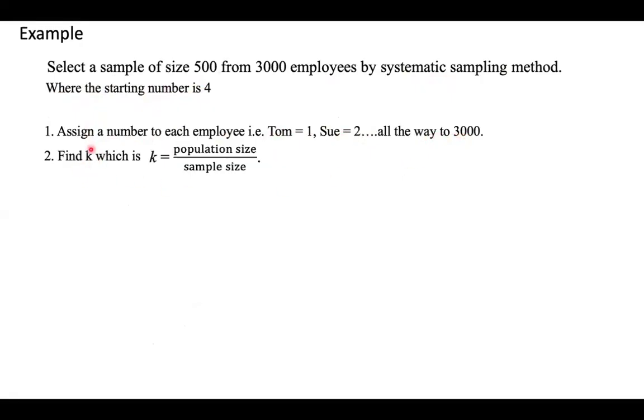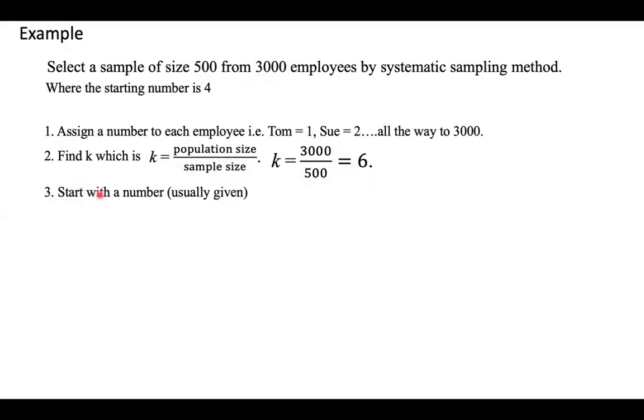Now, we need to find K, which is the ratio. And K, the formula for that would be population size over sample size. Population is everyone, so we have 3,000. And sample size is how many people we're choosing from the population. So that would be 3,000 over 500. And this will be 6. So K equals 6.